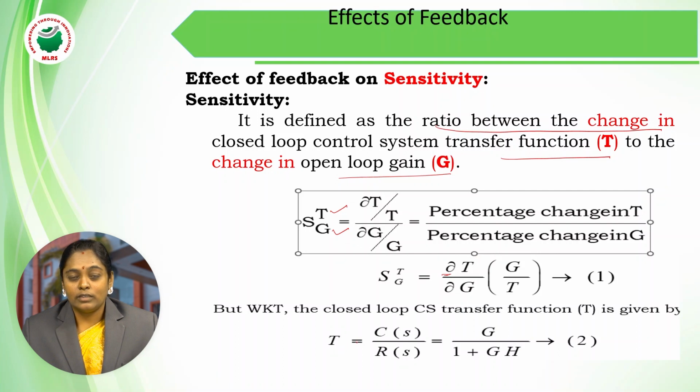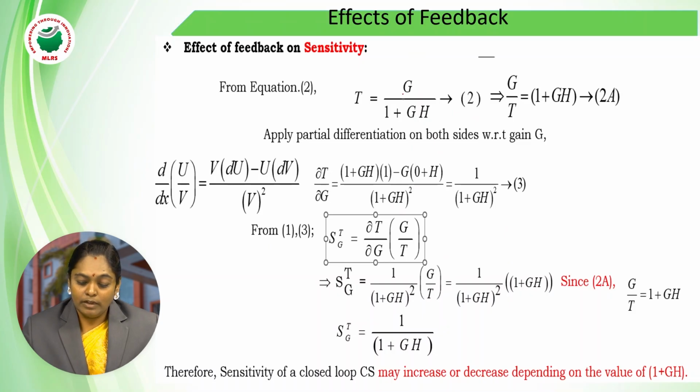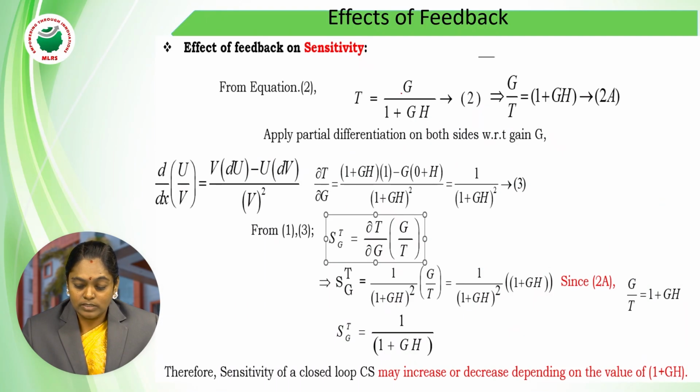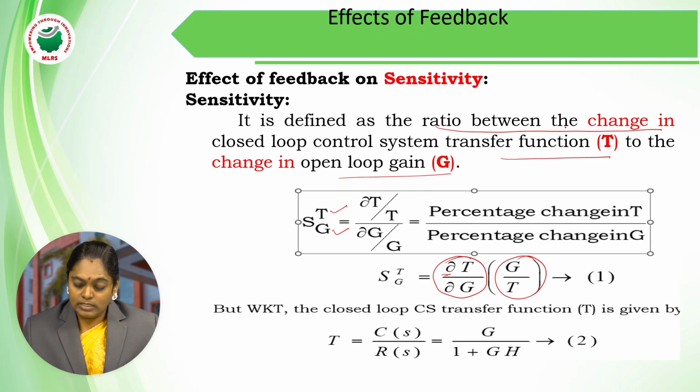As I have told, the transfer function of a negative feedback control system is G by 1 plus GH. But I require two things: first, I need to calculate dou T by dou G, as well as G by T. So I am taking this term T to this side, and this becomes 1 by 1 plus GH. So this is the expression for G by T. In the previous sensitivity factor, now I have got an expression for G by T.